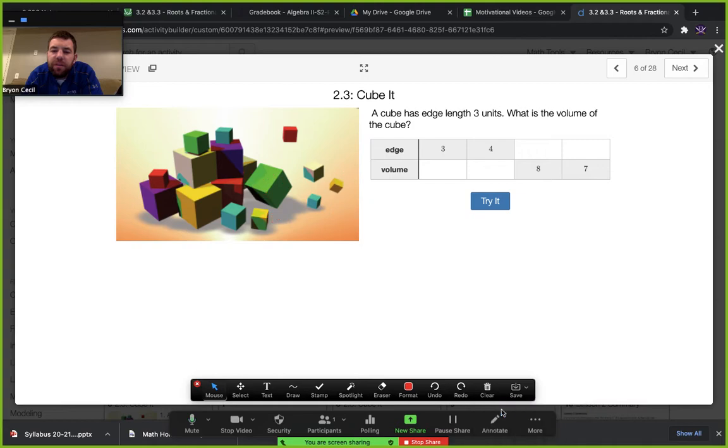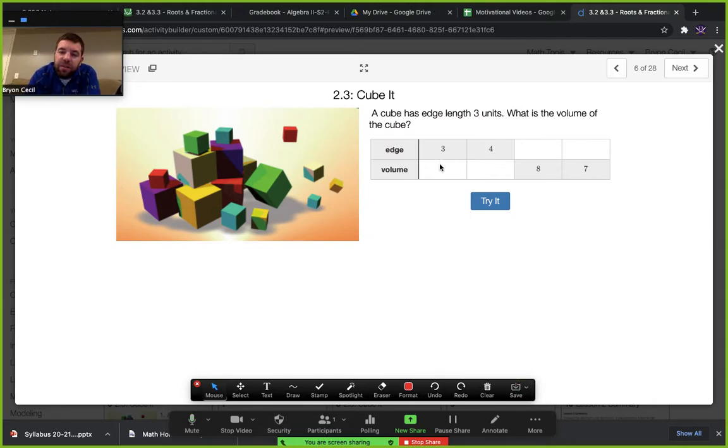Let's clear these off. Okay, guys, cube volume, length times width times height. So that means now instead of doing squares, we're going to be doing cubes. If my edge is 3, I'm going to take 3 times 3, which is 9, times 3 again, which is 27.